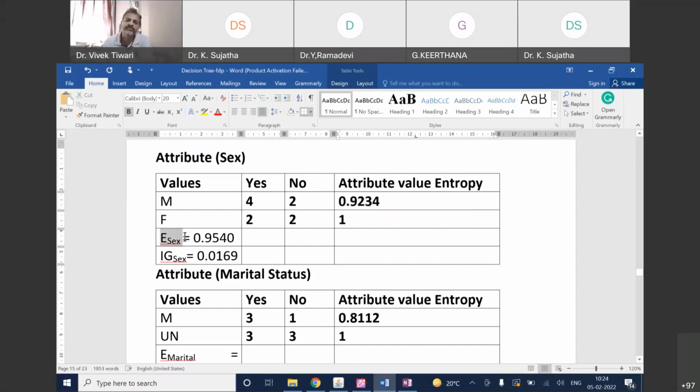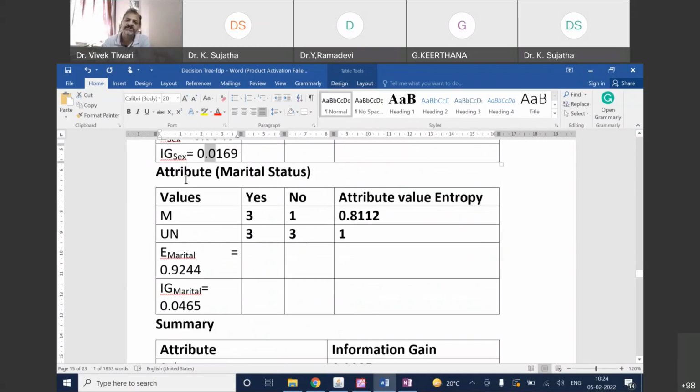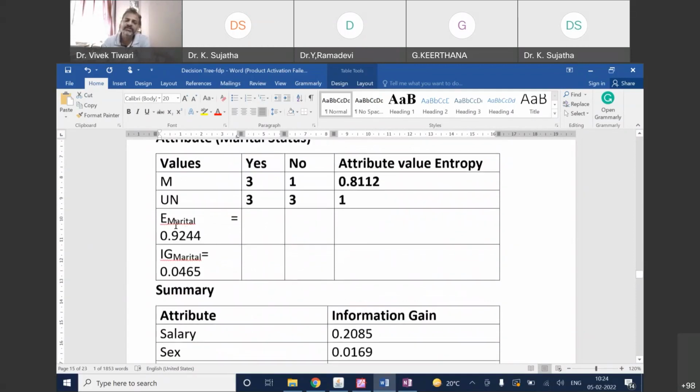The entropy of the whole salary is 0.95. The information gain of the variable gender will be 0.016. Similarly, the next attribute, marital status, we have to consider. Put it all into the formula. You will get the entropy of the marital status as 0.92. The information gain of the marital status is 0.465. How? We have to subtract this value from the entropy of the class.